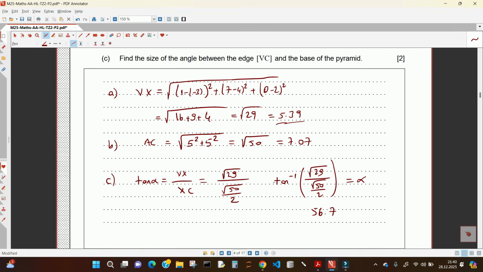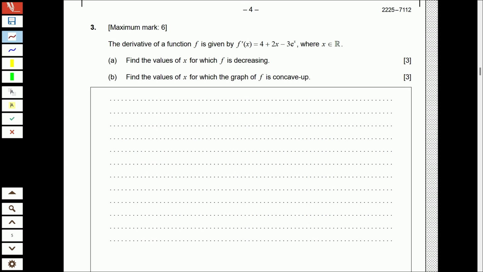Yeah, it is acceptable. Question 3. The derivative of a function f is given by f prime equals 4 plus 2x minus 3 times e to the x, where x is a real number. Find the values of x for which f is decreasing.